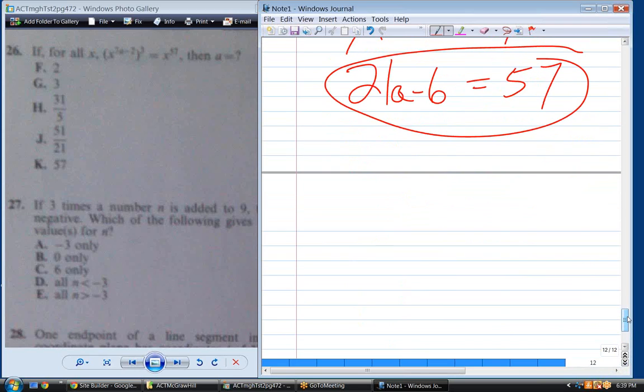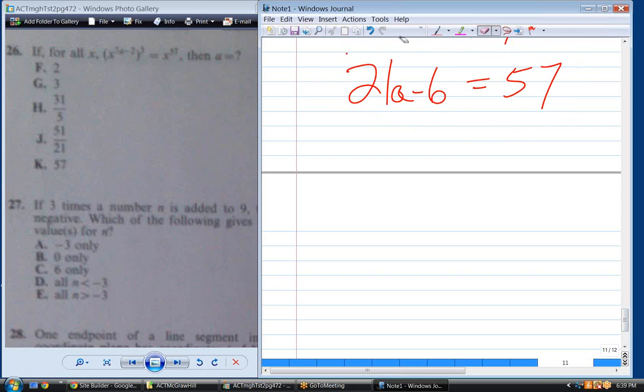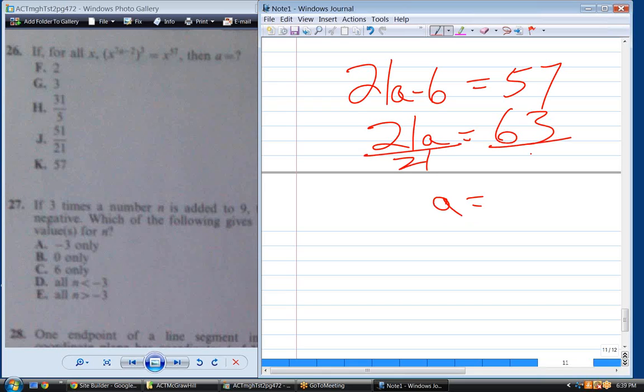Help me solve this for a. You would add 6 to 57. And then divide 63 by 21. Divide both sides by 21. Yeah. That's what we're doing. That leaves just a on the left, and a is equal to what? 3. Okay. Answer G.